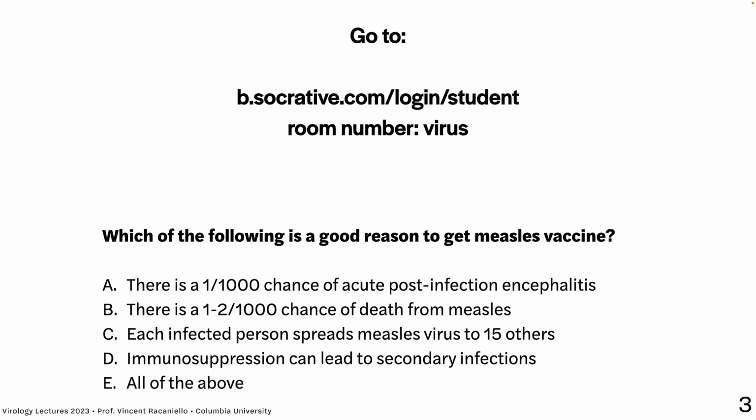Our next and last question is, which of the following is a good reason to get measles vaccine? There is a 1 in 1,000 chance of acute post-infection encephalitis. There is a 1 to 2 in 1,000 chance of death from measles. Each infected person spreads measles virus to 15 others. Immunosuppression can lead to secondary infections. All of the above.